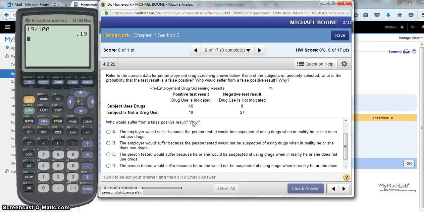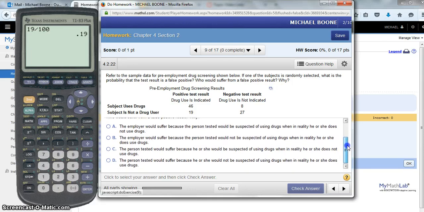Who would suffer from a false positive result? Again, we are interpreting that. Does the employer suffer? Does the person tested suffer? Well, basically, he was just told that he tested positive for drugs and he didn't use drugs, and he's not going to get the job. So I would maybe say C.